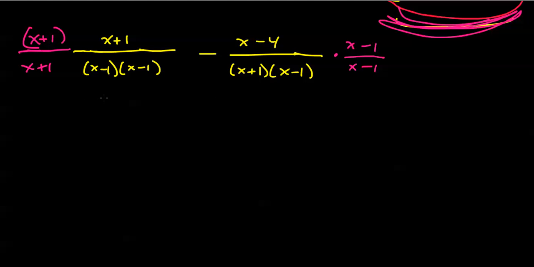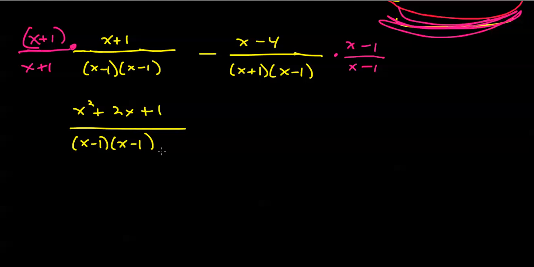Alright, multiplying these two numerators. I'll get x plus 1 times x plus 1. That gives me x squared plus 2x plus 1, does it not? And downstairs, well, again, I can rearrange the order of the factors any way I like. I'll get x minus 1 times x minus 1 times x plus 1. Okay?